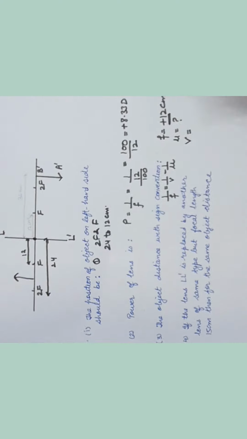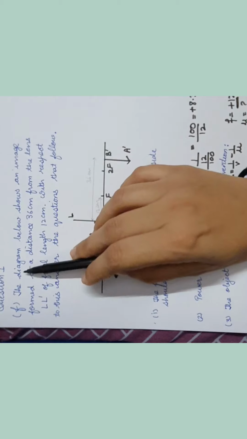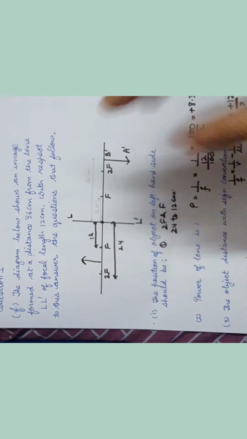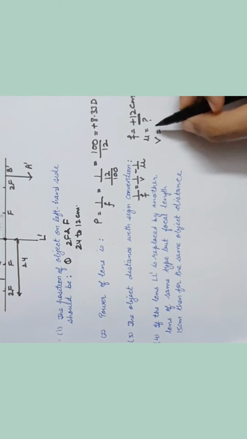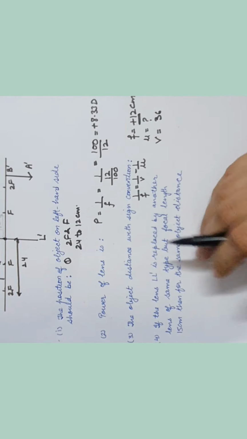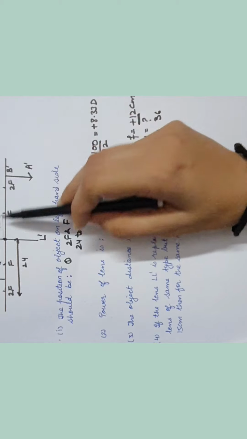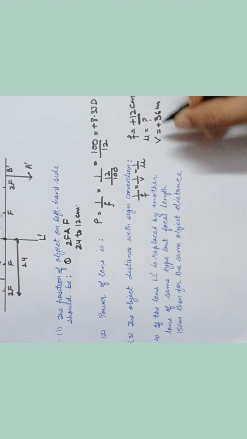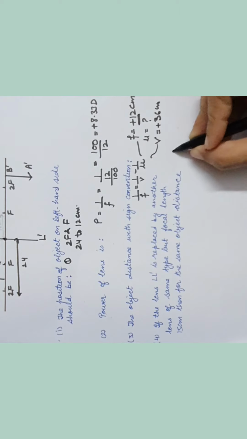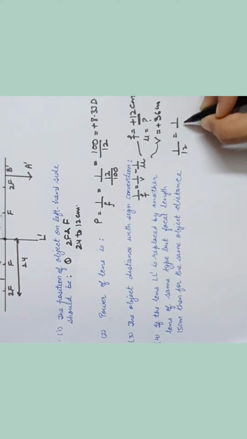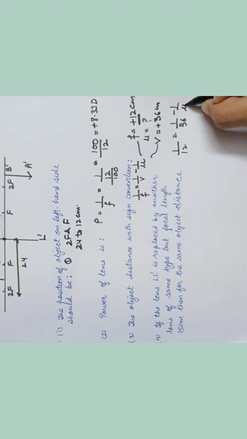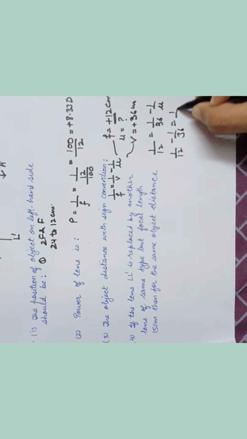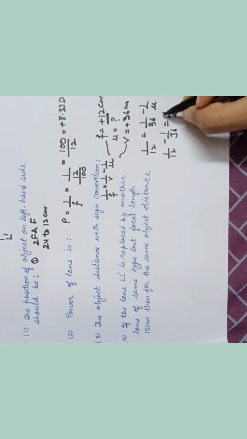See, it's written in the question that the image is formed at a distance of 36 centimeters. So it means that v is given 36, and because the image is here on the right hand side, I have to take plus, right? So you just put these things here. So I'll write 1 by 12 is equal to 1 by 36 minus 1 by u, and it becomes 1 by 12 minus 1 by 36 is equal to 1 by u, right, with minus sign.